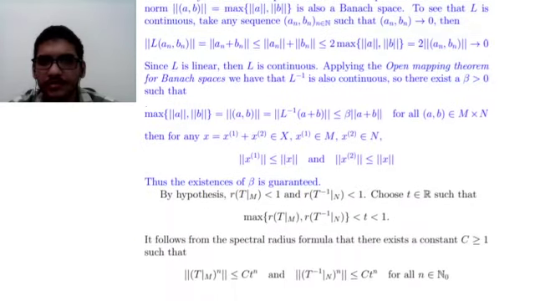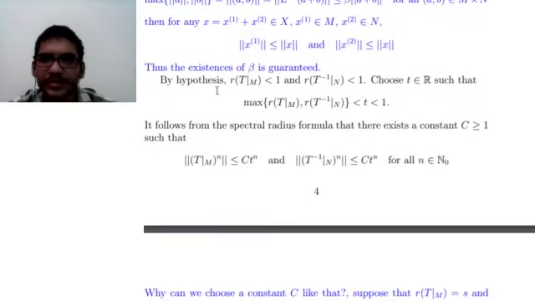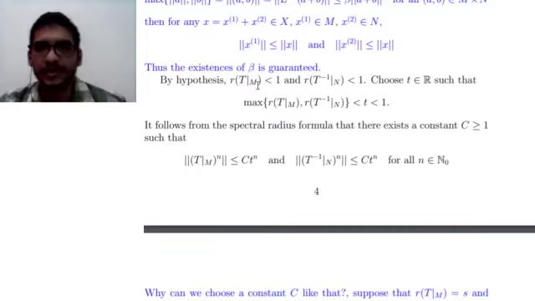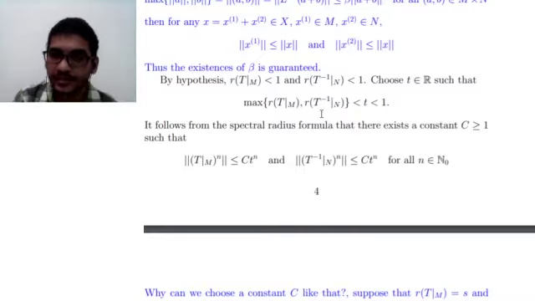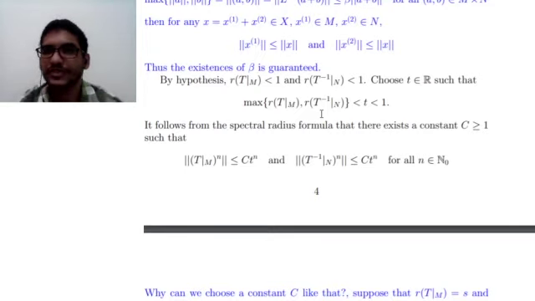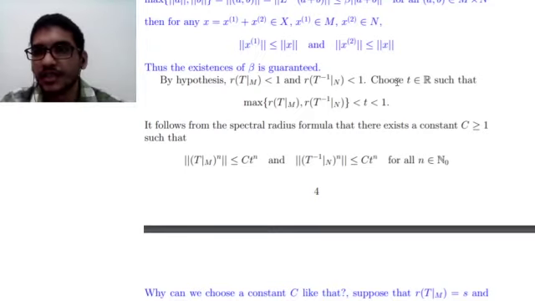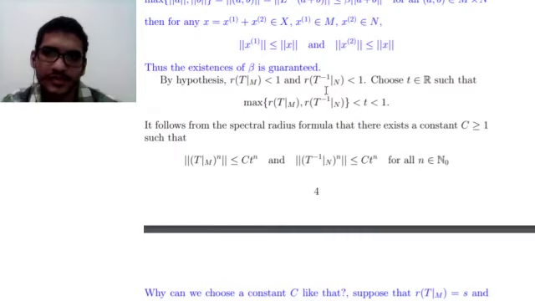So let's continue. By hypothesis, the spectral radius of T restricted to M is less than 1 and the spectral radius of T minus 1 restricted to N is less than 1. So choose T in R such that this happens. This is easy because both are less than 1. You choose T so that this happens, okay? This doesn't have any problem, okay?